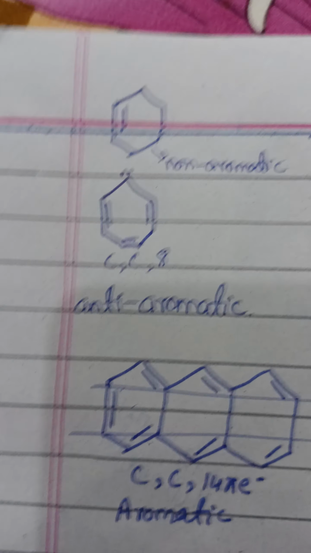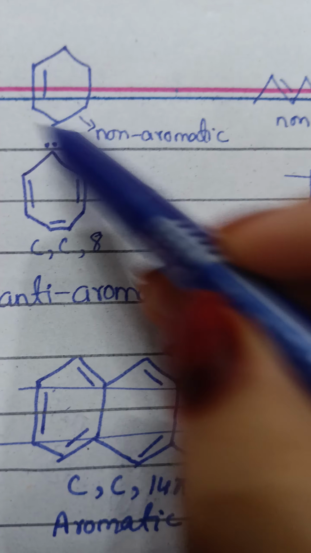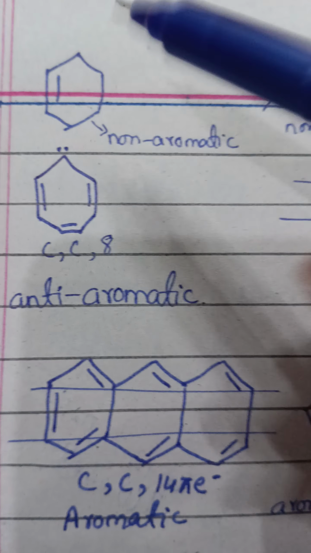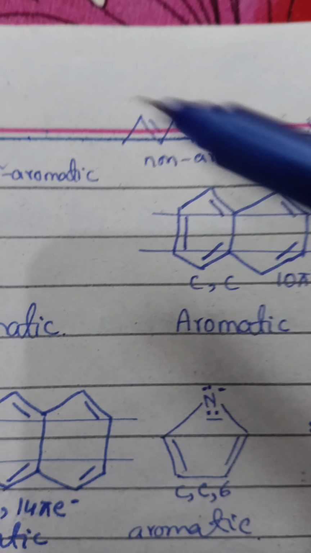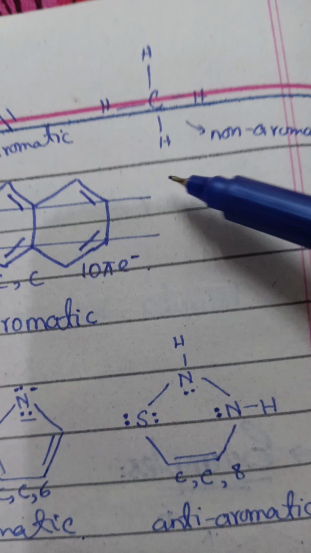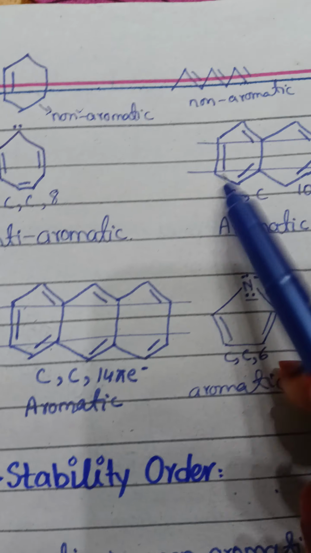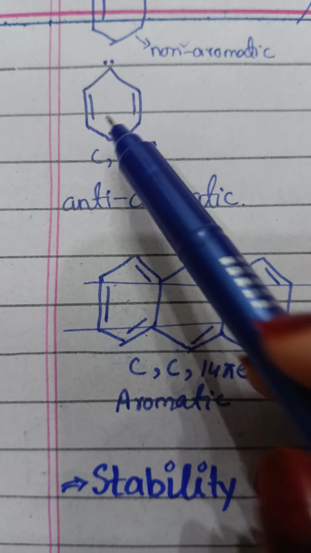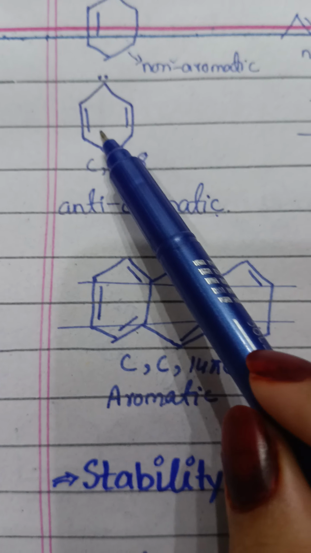Now we have some more examples. This compound is non-aromatic because it has no conjugation in it. Due to no conjugation, it is non-aromatic. Now in this compound, this is not a cyclic compound and it has no conjugation, so it is non-aromatic. And this is also non-aromatic. It is methane, so it has no circular ring form, so it is non-aromatic. Then we have this structure, and this is anti-aromatic because it has 8 pi electrons and zero conjugation.